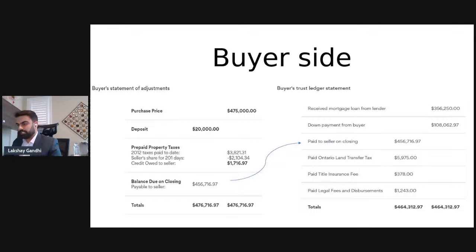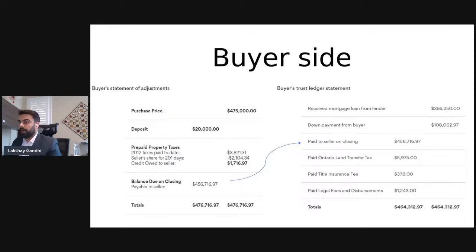It needs to be adjusted. So they are backing out 201 days' worth of seller share, and the remainder will be taken care of by the buyer. So $1,700 approximately is added to the buying side. And at the end of the day, you are responsible for paying $456,000 as the buyer to the seller.